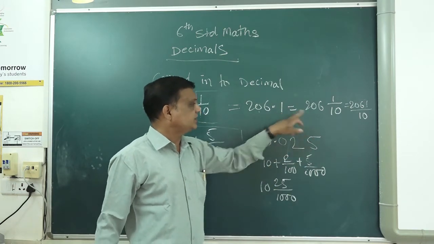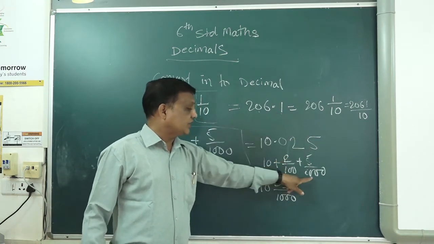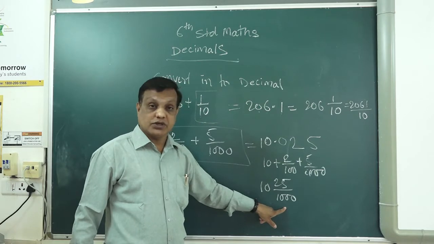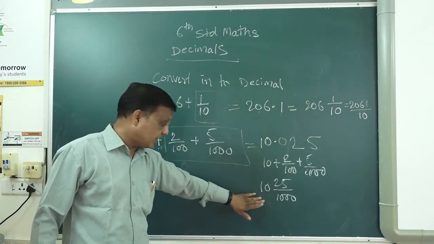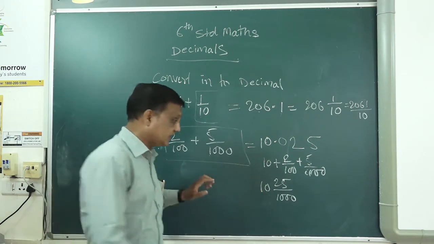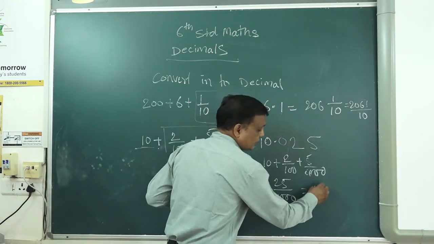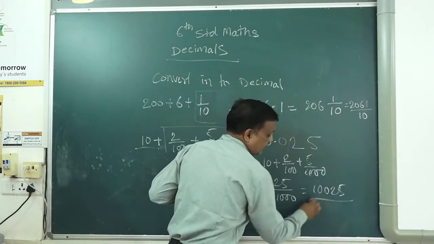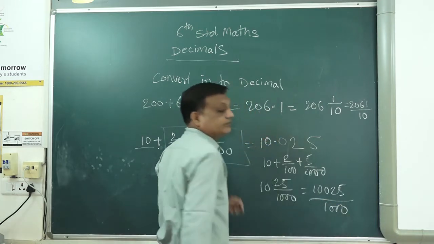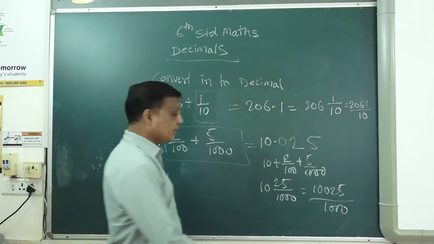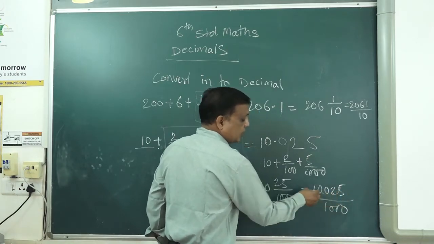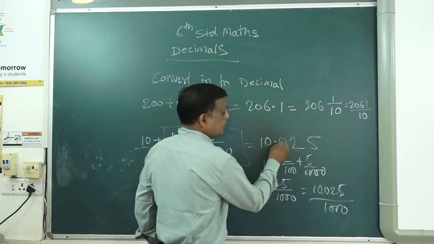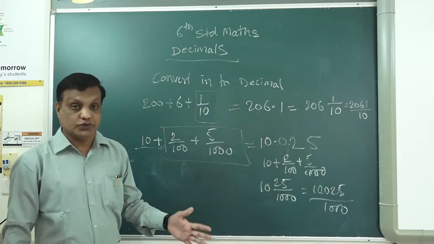Here only one digit is 10. So this one is 1000, so here you have to put 1000. When you convert this number, automatically it will become as it is. Or you can write this number by 1000. When you convert this 1230, it will become 1230 before the point. So 10.025, 10.025, 10.025. Understood?